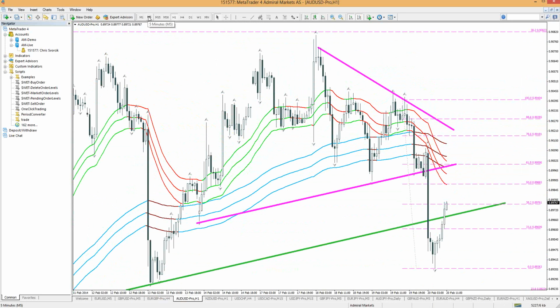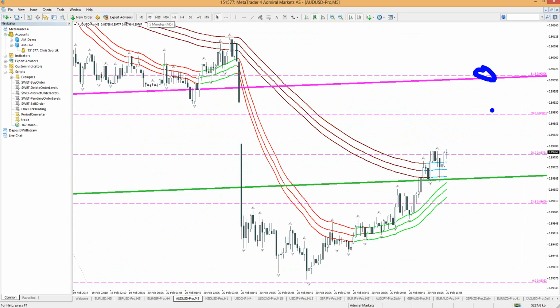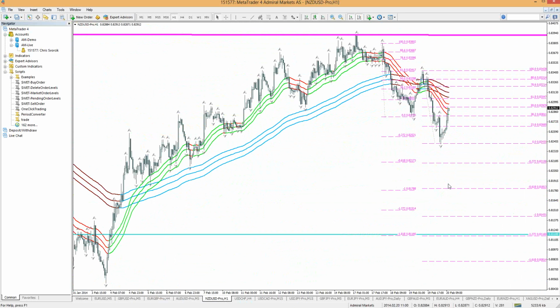But waiting for some 5-minute reaction or 15-minute candlestick pattern there, or a 5-minute break of a fractal, a support fractal, could be the spot where we could see downside. For instance, here too, we saw this fractal break and we got the downside. Kiwi would be roughly the same, although I like the Aussie a bit better.